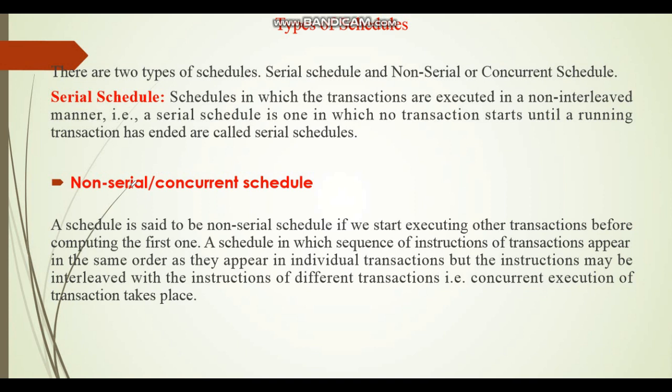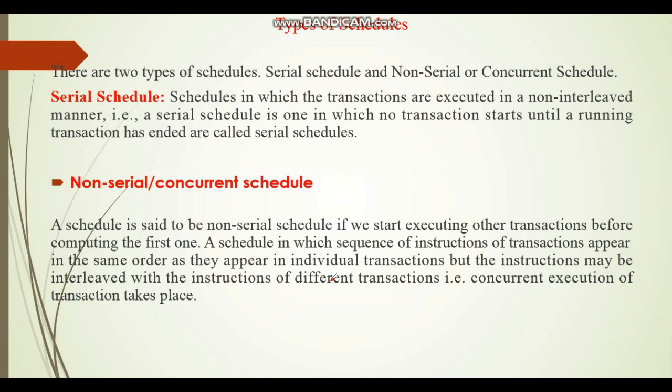Now, what is the meaning of non-serial schedule? Non-serial schedules are also said to be concurrent schedules. A schedule is said to be non-serial if we start executing other transactions before completing the first one. Try to understand this: if a transaction starts executing before the first transaction finishes, then it is a non-serial schedule. In it, the instructions of each transaction appear in the same order as in the individual transactions, but may be interleaved with the instructions of different transactions. That is, concurrent execution of transactions takes place.